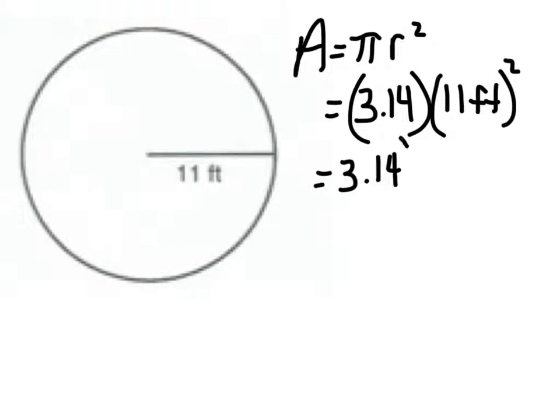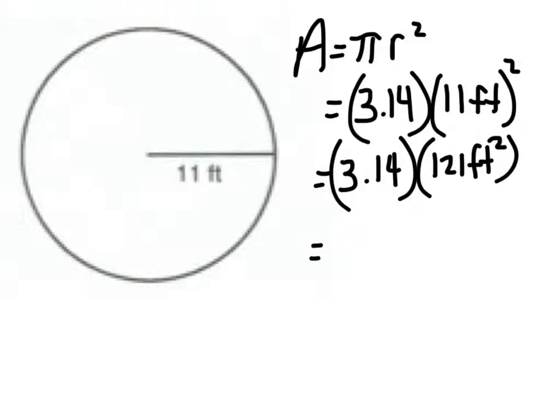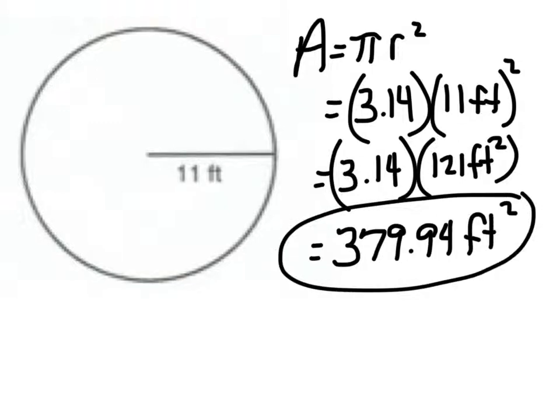So we end up with 3.14. Remember, it's 11 times 11, and feet times feet. So we get 121 feet squared. We're going to multiply that by 3.14, and we're going to end up with 379.94 feet squared. So some pretty basic math in this regard, but just make sure that you start with the formula and work through it and work it down the page as you go.